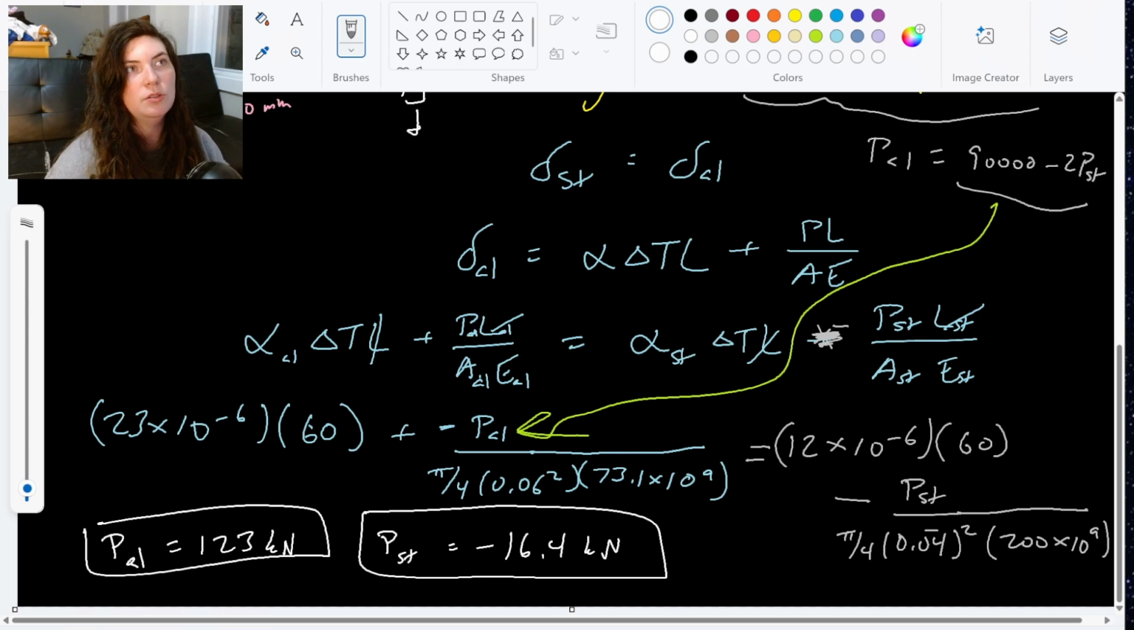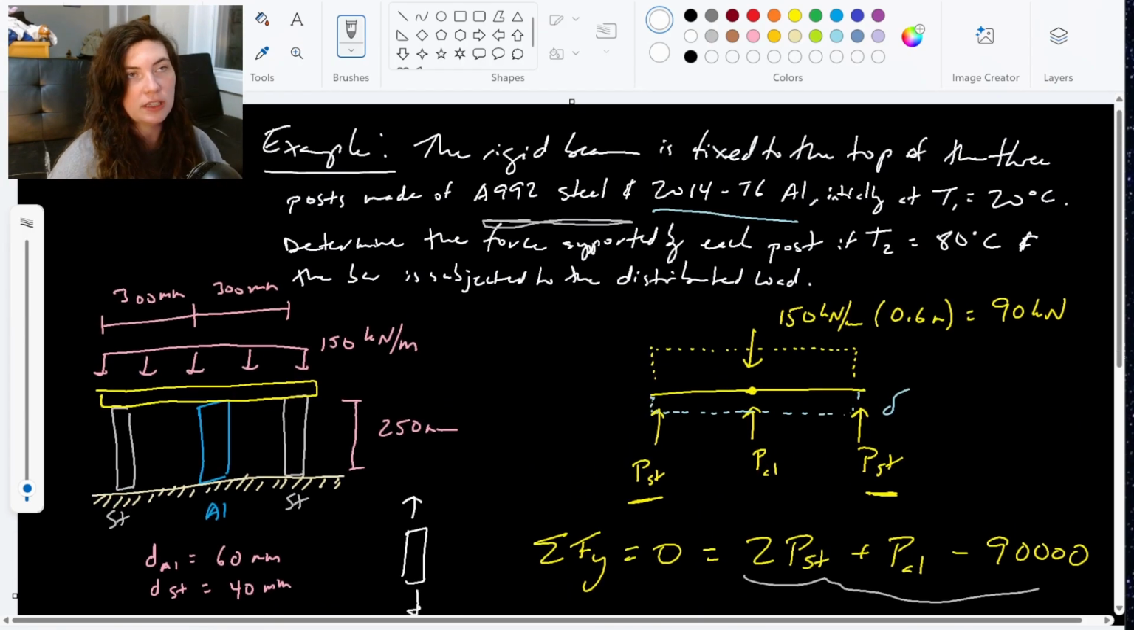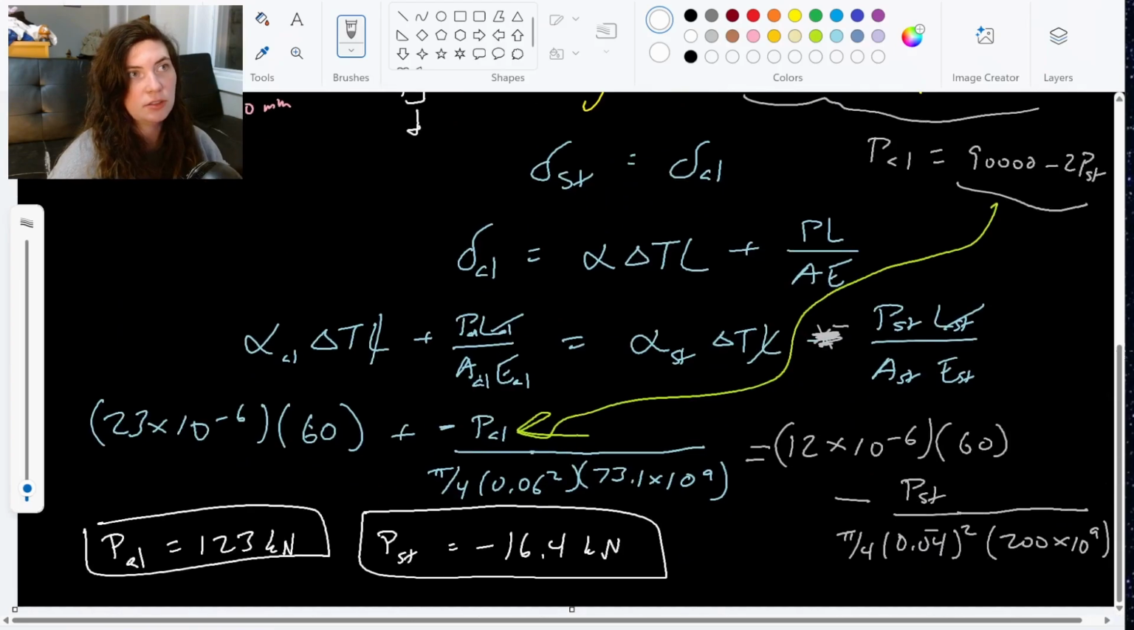But this is how we would use our thermal displacement in conjunction with our loads at the same time, so that we can accurately calculate our displacement. Right? Our thermal displacements, our temperature does have an impact that we need to take into account.